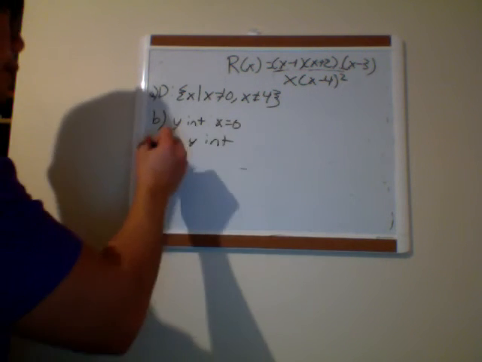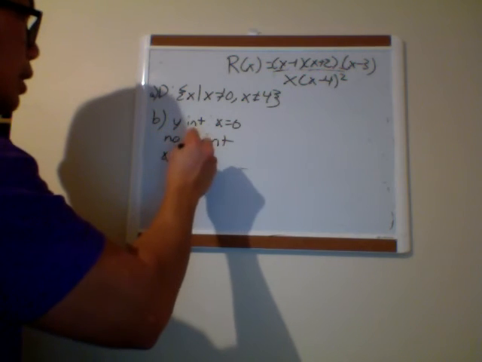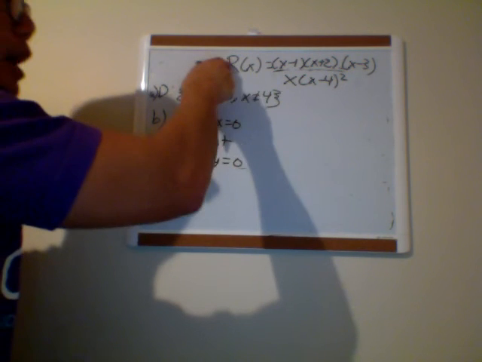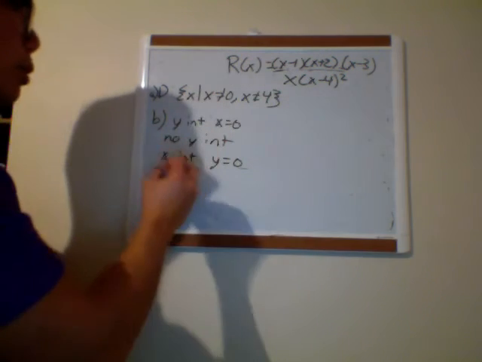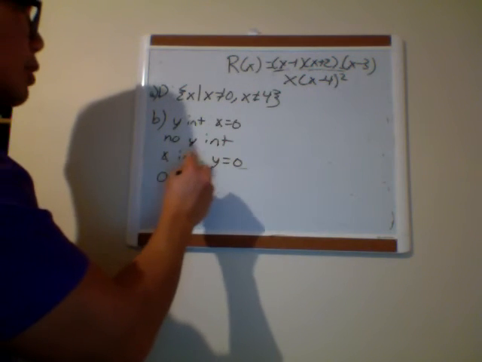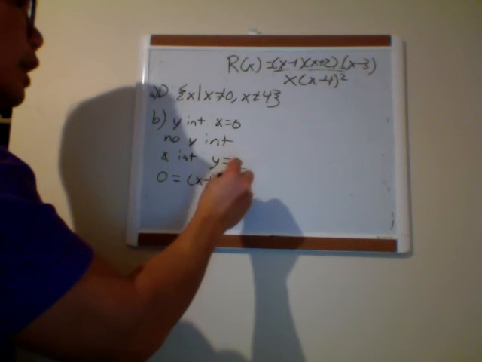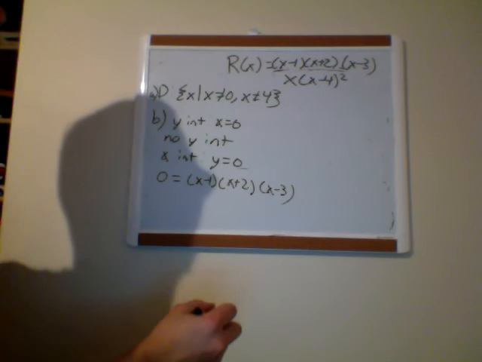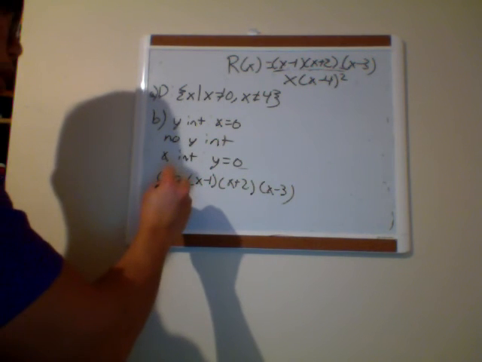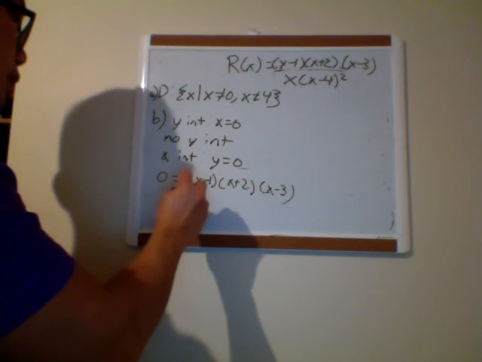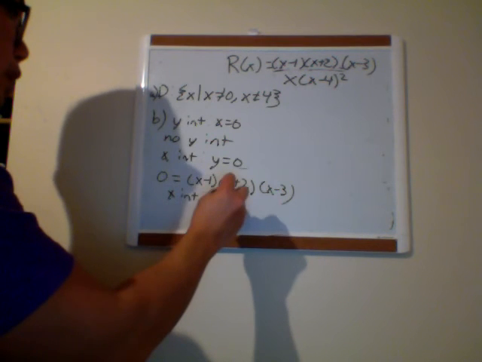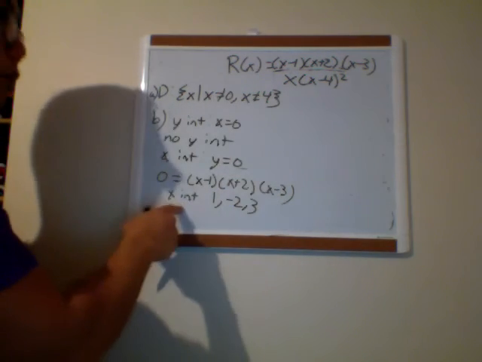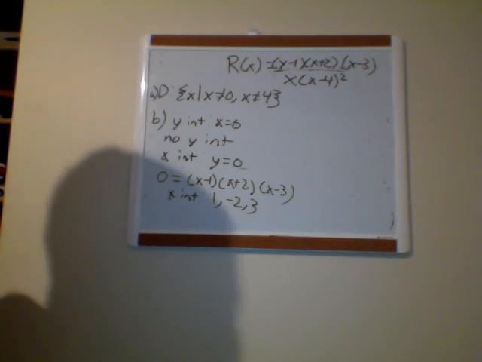Now, my x-intercept is when y is equal to 0. And remember, if this is 0, we just care about the numerator. So this is really 0 is equal to x minus 1, x plus 2, and x minus 3. So my x-intercepts are at 1, -2, and 3. And they're all in my domain, so those all work as my x-intercepts.